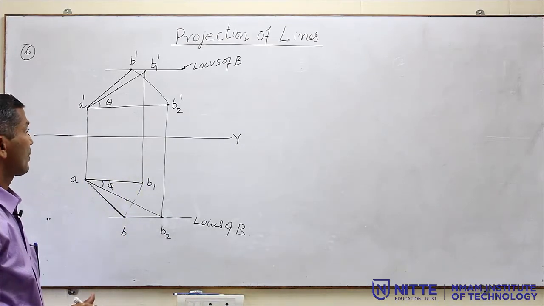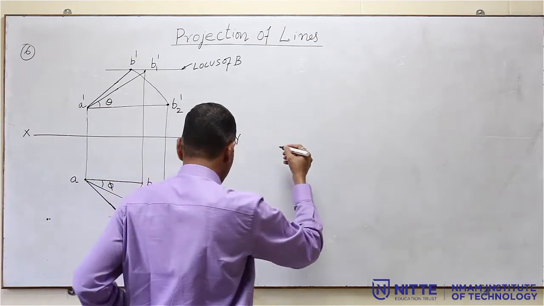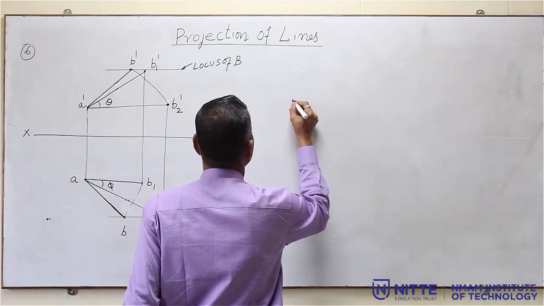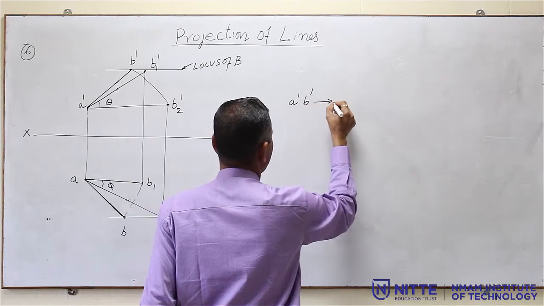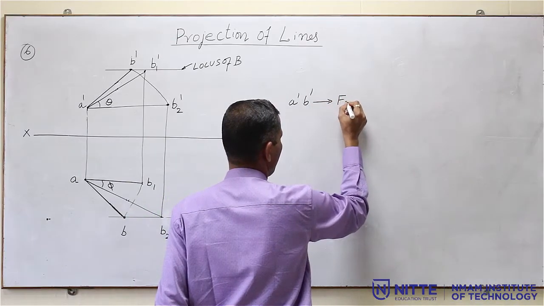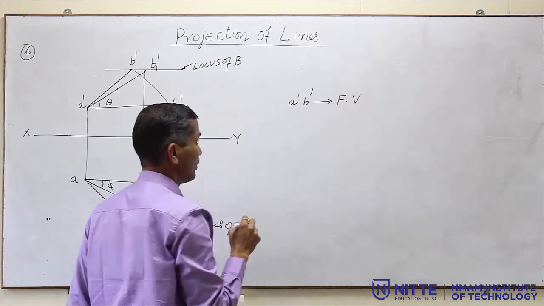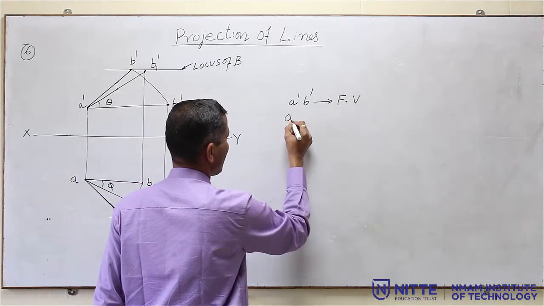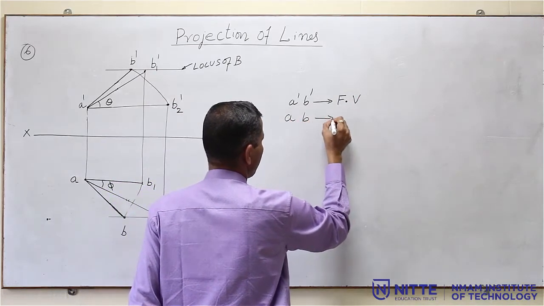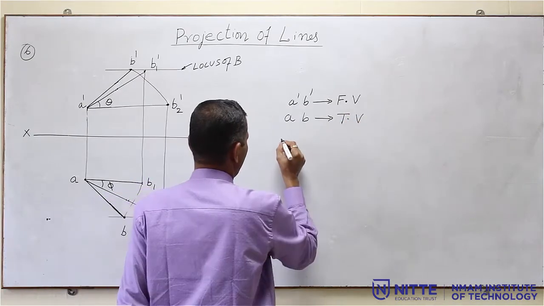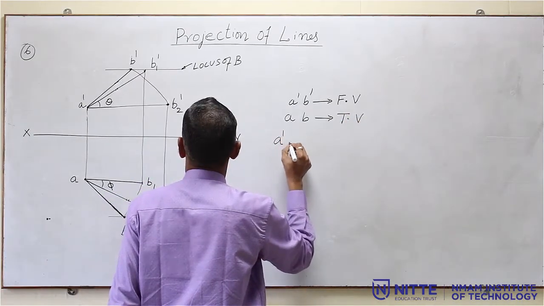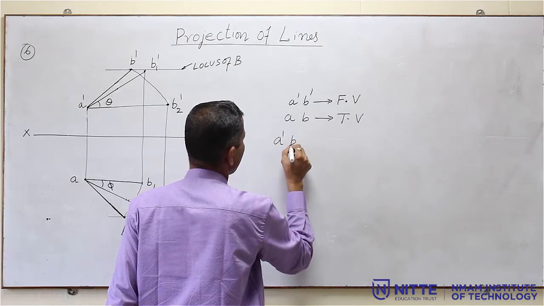Now here, A dash B dash, what is this? This is the front view. You have to remember all this, then only you can solve the problem. What is AB? AB is the top view. What is A dash B1 dash?